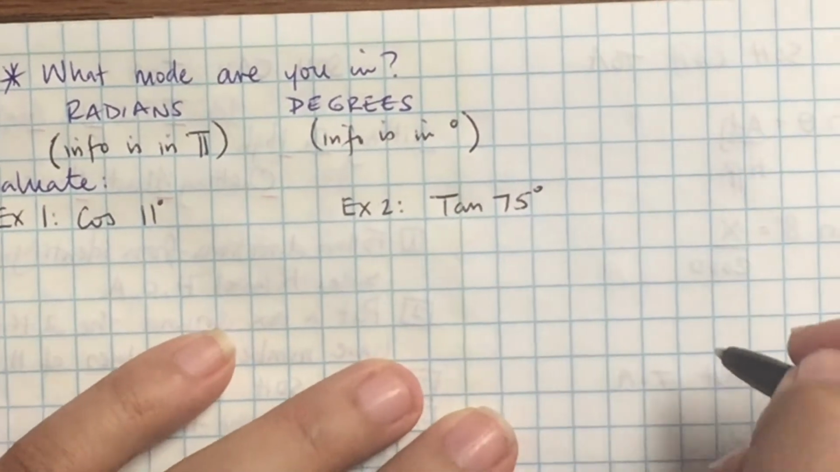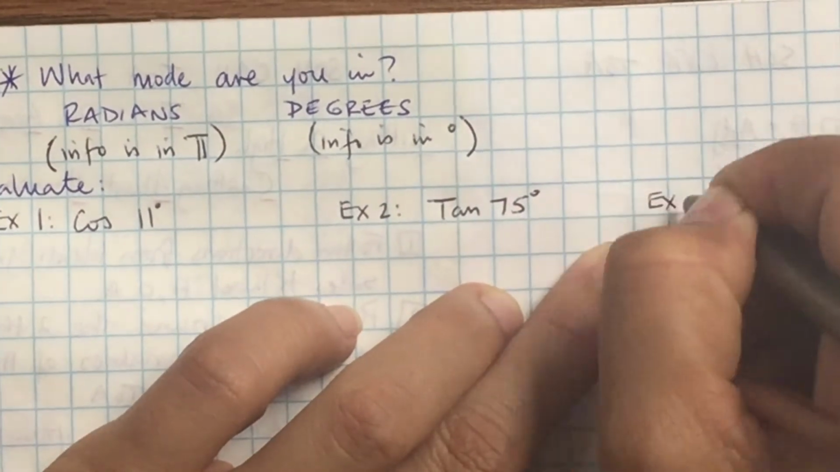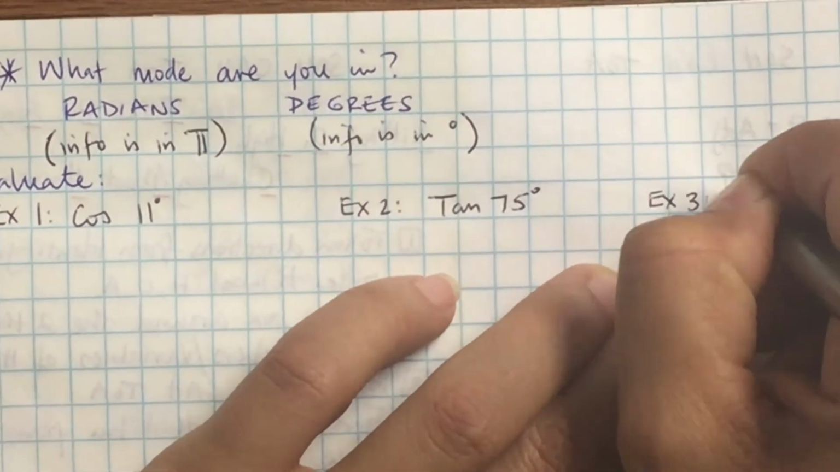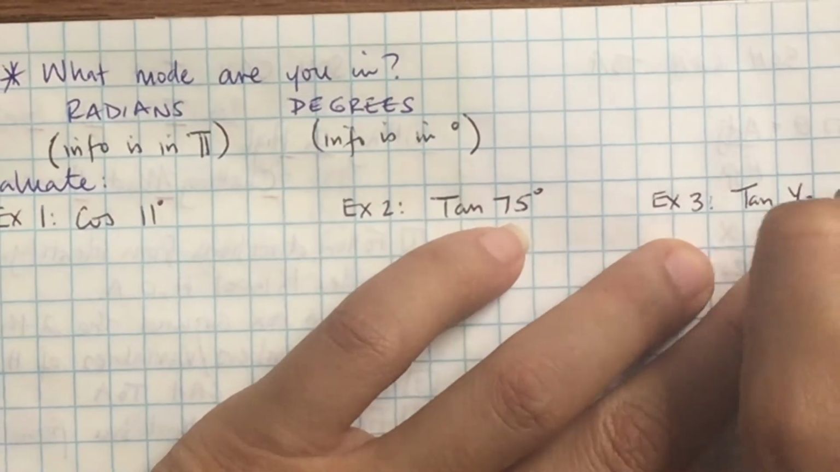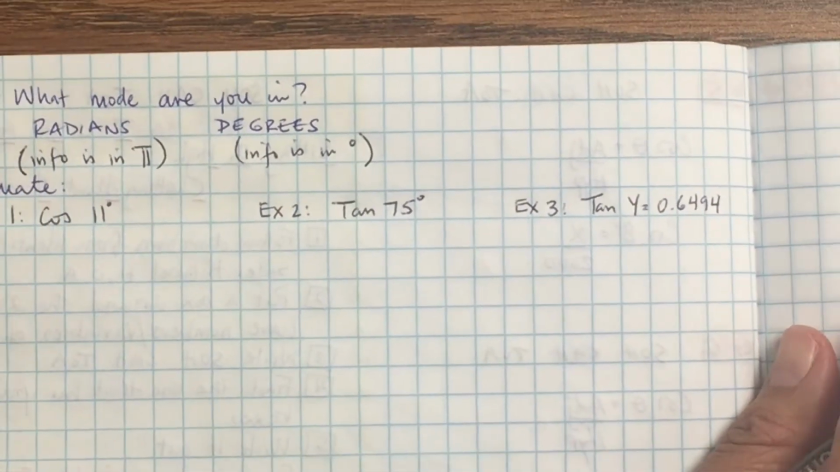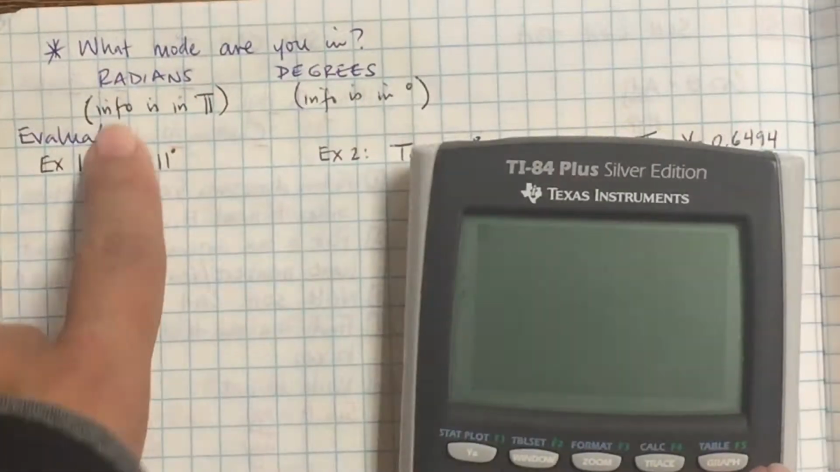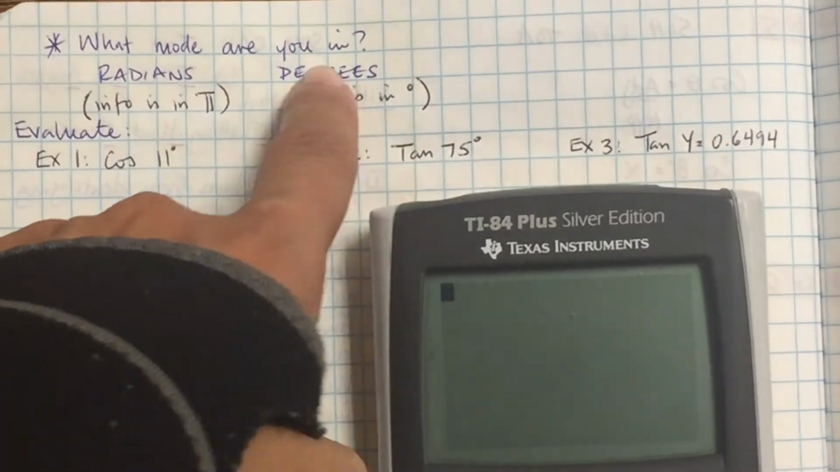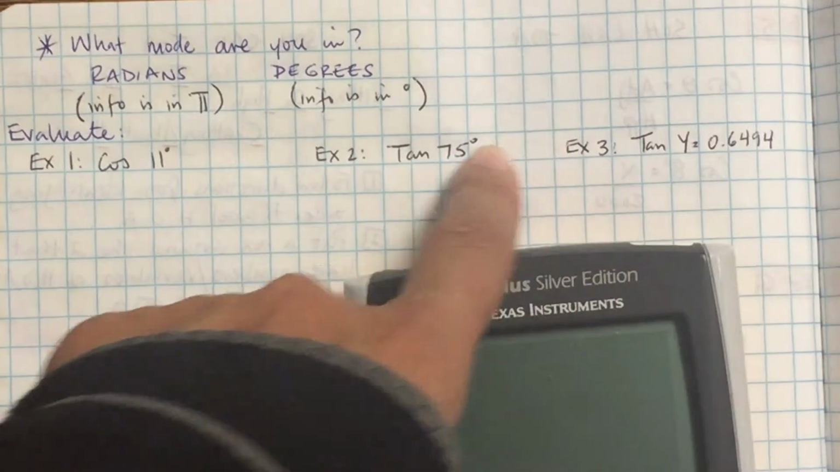Alright, so we're going to take a look at how to evaluate these. Alright, so we'll go ahead and copy these examples down. And I'm just going to teach you how to put them in the calculator. Alright, so let's start with the first one. Because the question is in degrees, you need to make sure that your mode is in degrees.